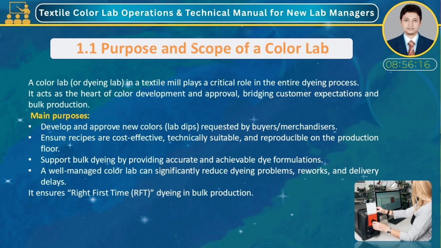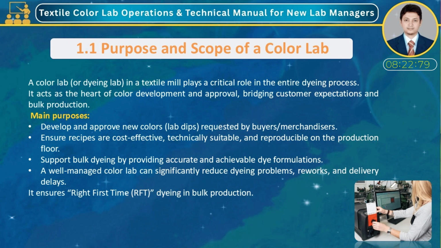1.1 Purpose and Scope of a Color Lab. Now let us understand the purpose and scope of a color lab. A color lab, also known as a dyeing lab, plays a critical role in the entire dyeing process of a textile mill. It is the heart of color development and approval, where customer expectations are transformed into practical and achievable production results. The main purpose of the color lab is to develop and approve new colors, or lab dips, as requested by buyers and merchandisers.